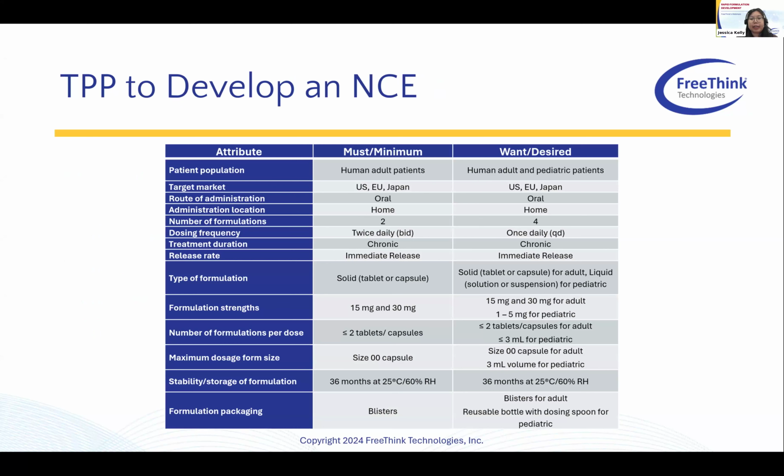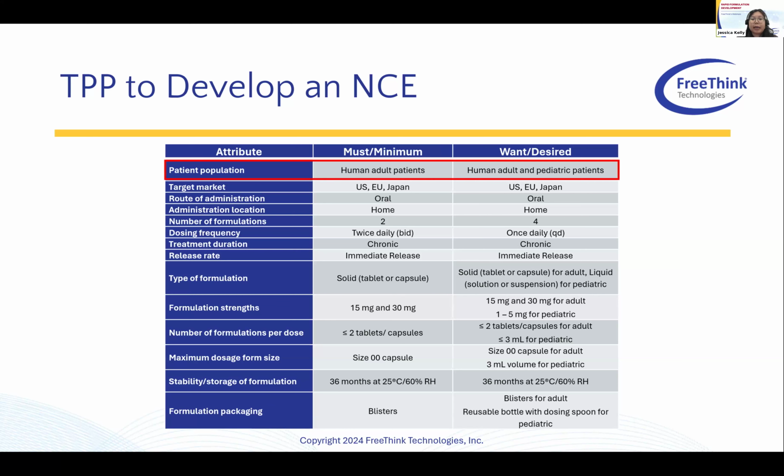So in this example, let's consider a new chemical entity for which there is no previous approval. And so in discussion with the drug development team, we find that there is a promising molecule that can treat a chronic disease in both adult and pediatric patients. And it was indicated by both the medical and marketing team that developing a product to treat this condition would be beneficial to patients. The team would also like to approve this product globally in the US, EU, and Japanese markets. And in speaking with the discovery group, they've identified that the appropriate route of administration is oral, and that this particular molecule has a long enough half-life for a twice daily immediate release product.